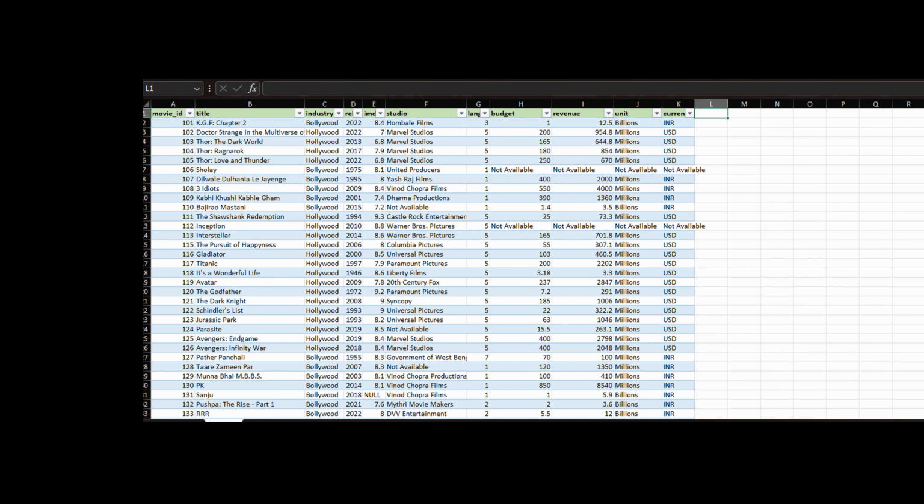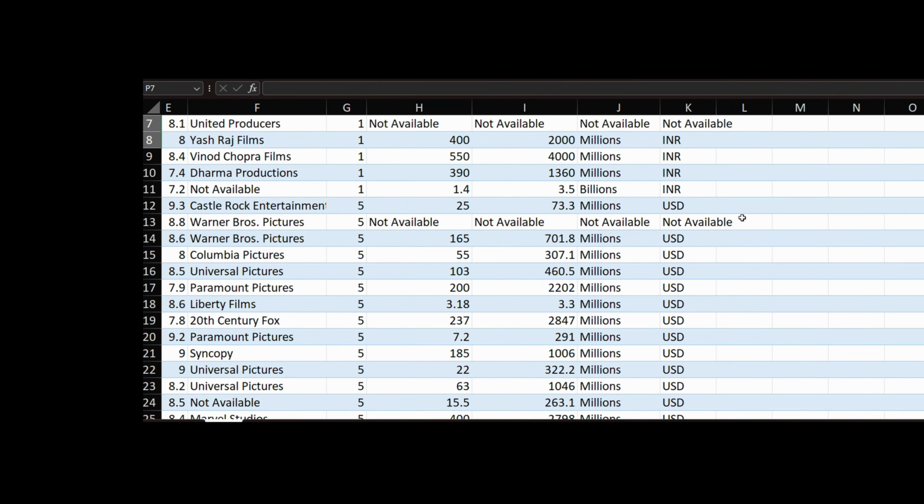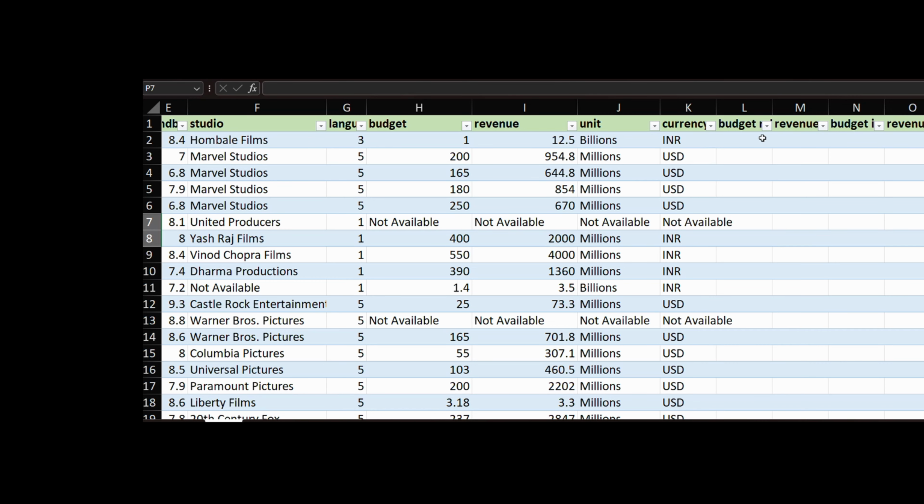So for that, you have to create budget million, revenue million, budget INR, and revenue INR. These are the quantities I have to create basically.